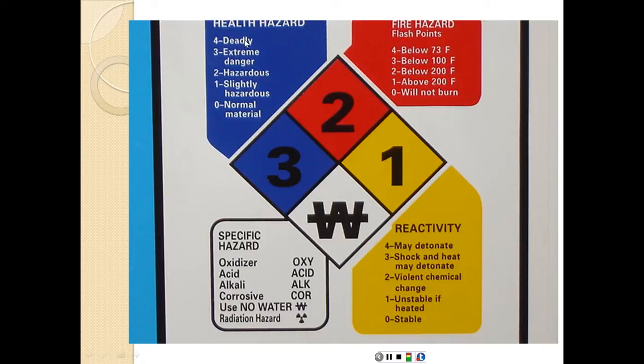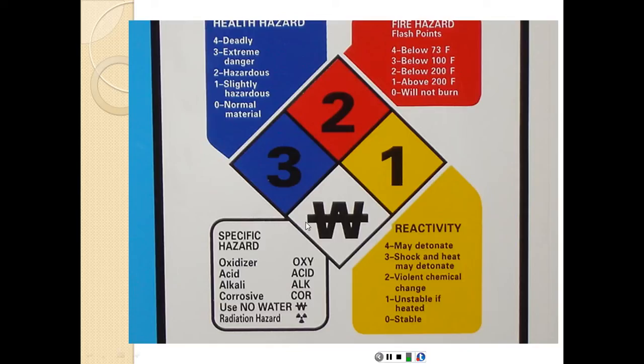Health hazards, this one is extreme danger, 3. Number 4 is deadly. Number 2 is hazardous. Number 1 is slightly hazardous. Number 0 is normal material. So if you have 0 here and 0 here, that would be fine. Reactivity, 0 is stable. 0 is always good. 1 is unstable if heated. 2, violent chemical change. 3, shock and heat may detonate. That would be very dangerous, like explosives. And number 4, may detonate. So definitely the 4s are always the most dangerous thing. If you're driving behind a truck that has 4s on this NFPA, stay away.